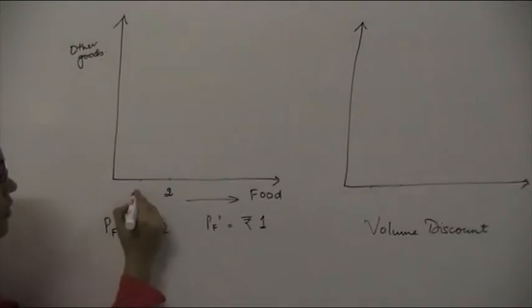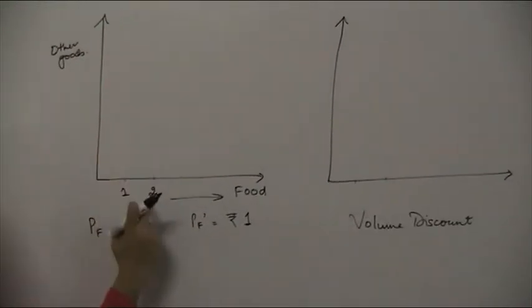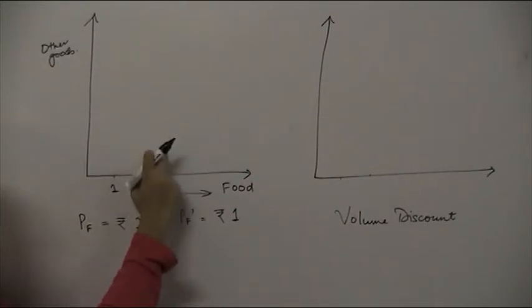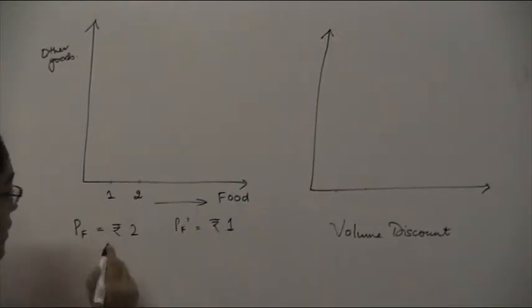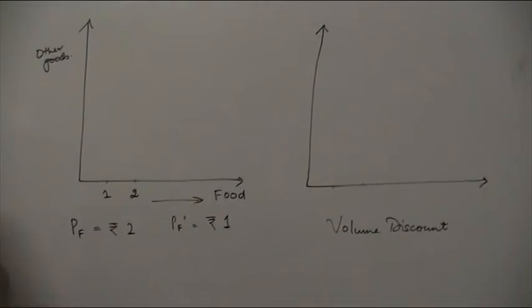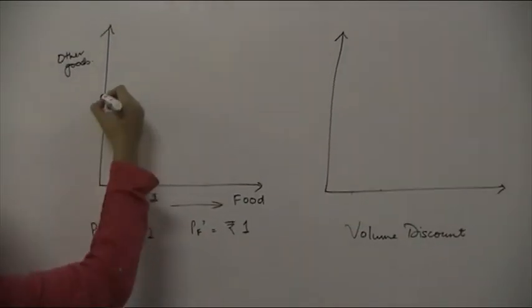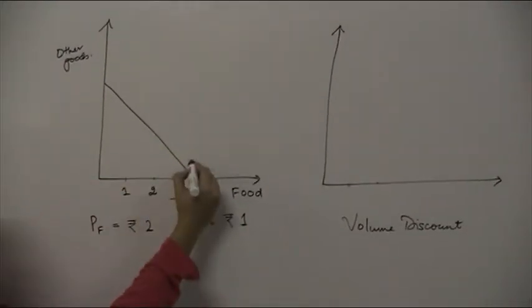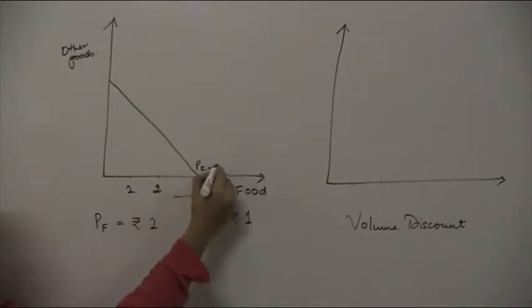Which means for the first unit you pay 2 rupees, second unit you pay 2 rupees, for the third unit you pay 1 rupee. So let's see how the budget constraint looks. Let's say this was the original budget constraint along which the price of food is 2.